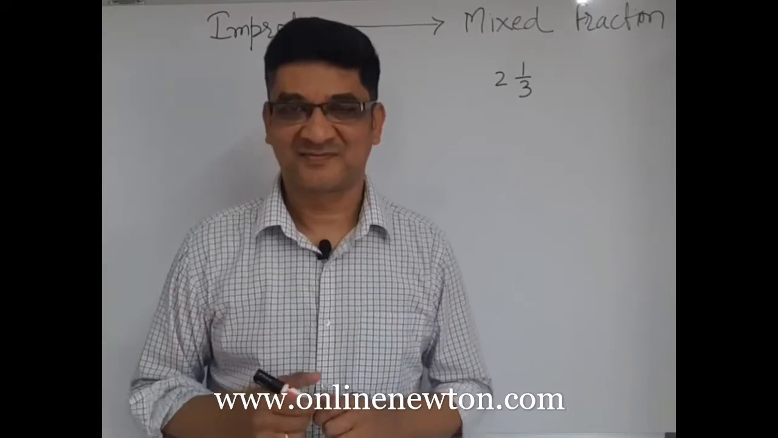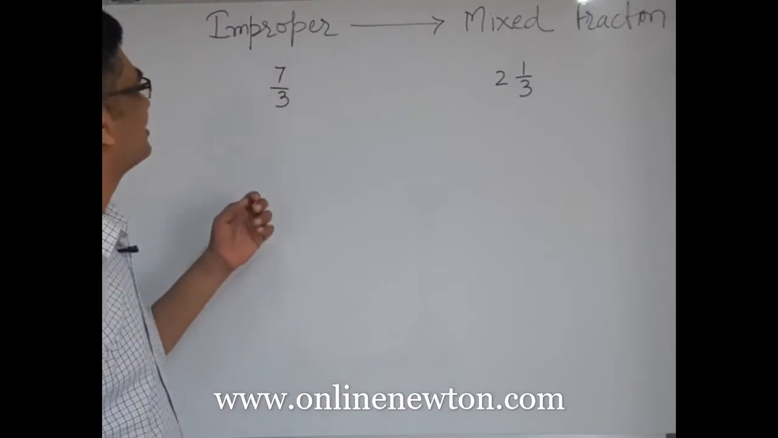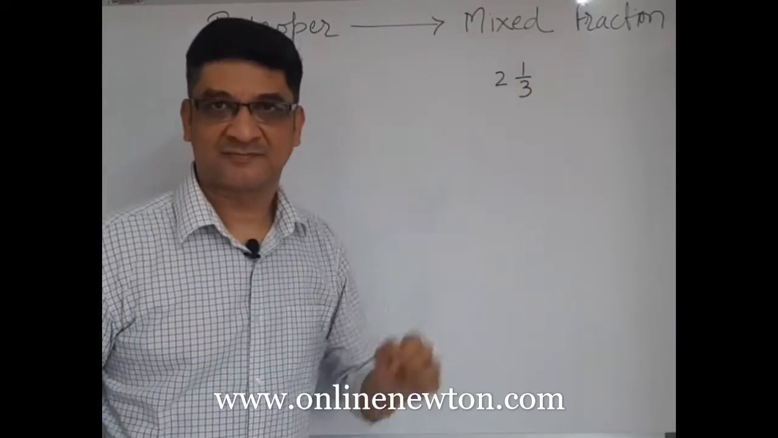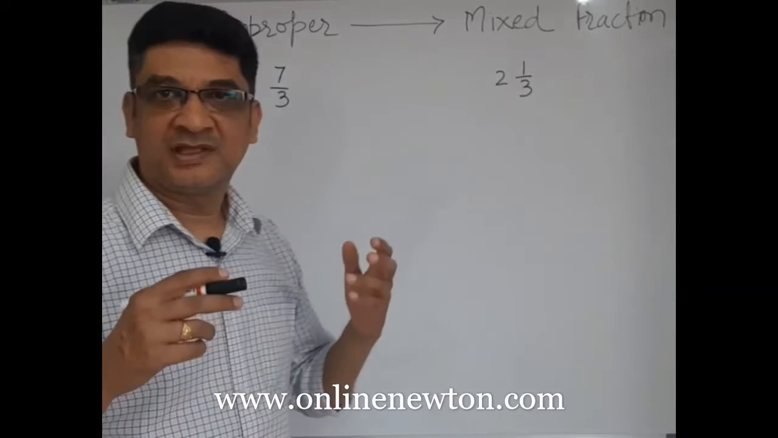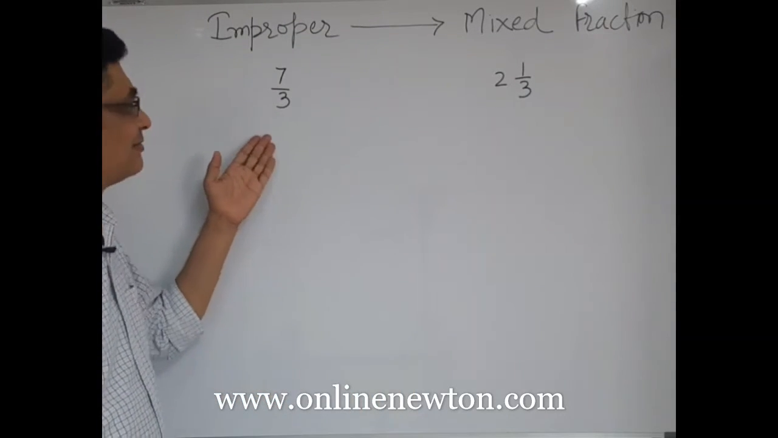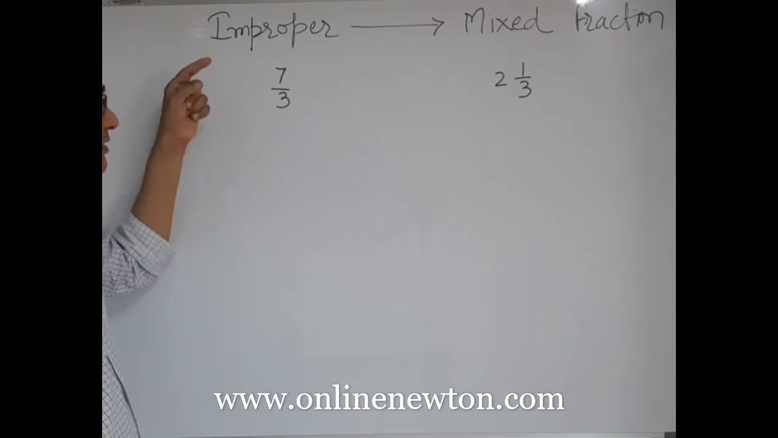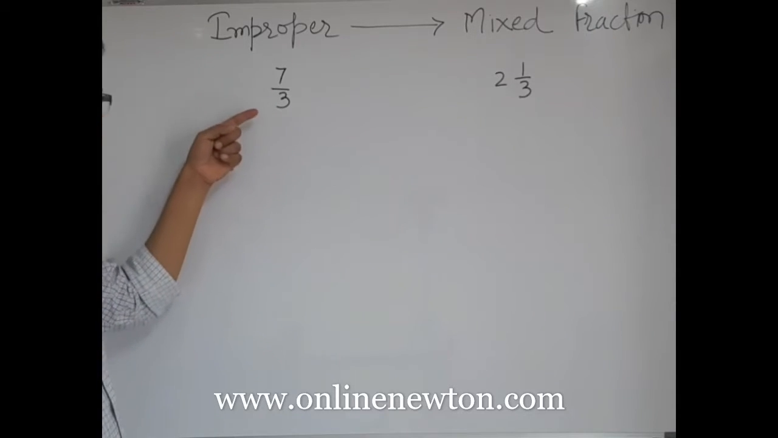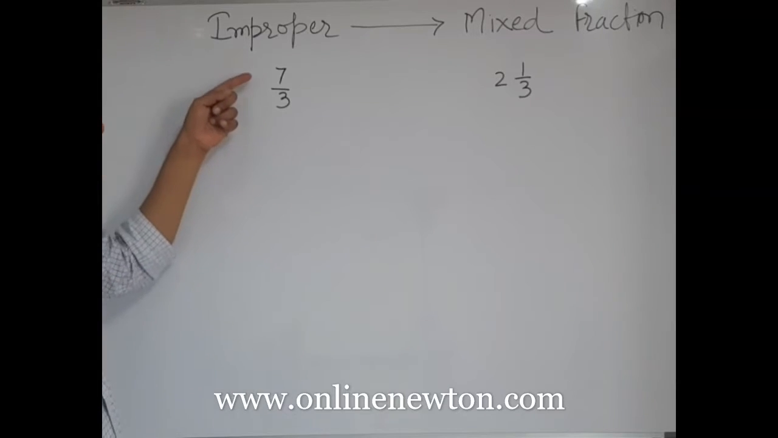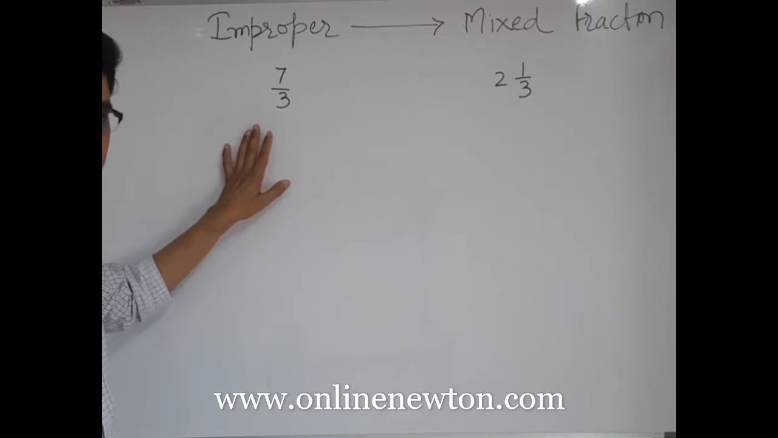Hello friends, in this video we'll learn how to convert an improper fraction into a mixed fraction. Now, as a recap, an improper fraction is represented as 7 by 3, and when the numerator is greater than the denominator, it is called an improper fraction. In this case, 7 by 3, 7 is greater than 3, so this is an improper fraction.